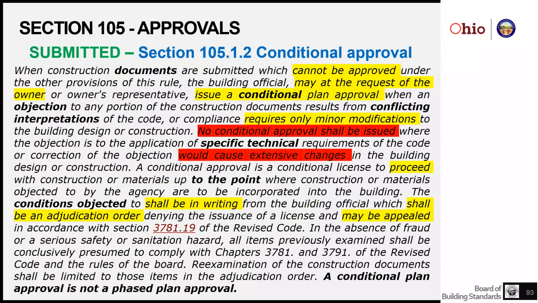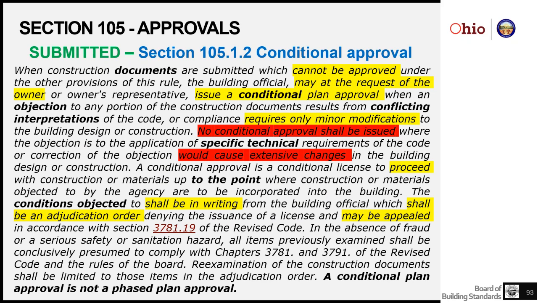What a conditional approval allows is for the owner to proceed to the point where the conditions exist that are being objected to. And one of the things that has to happen for this is that those conditions that are objected to shall be put down in writing by the building official as an adjudication order, and that then allows the owner to appeal that order. And that often will be the resolution of a conflicting interpretation in a conditional approval.